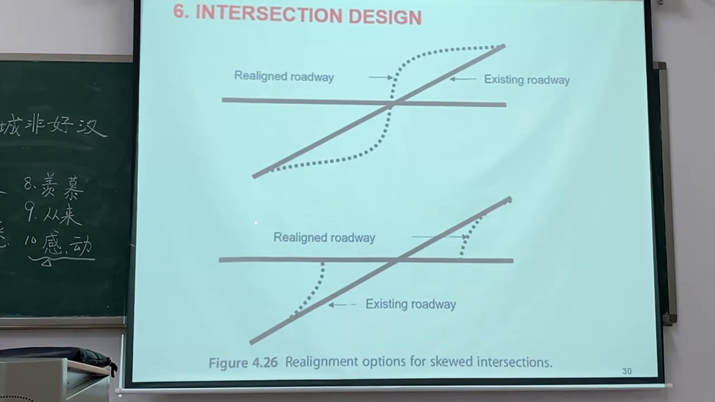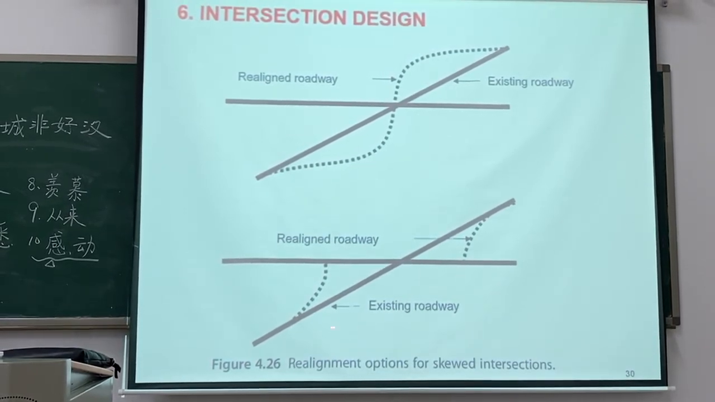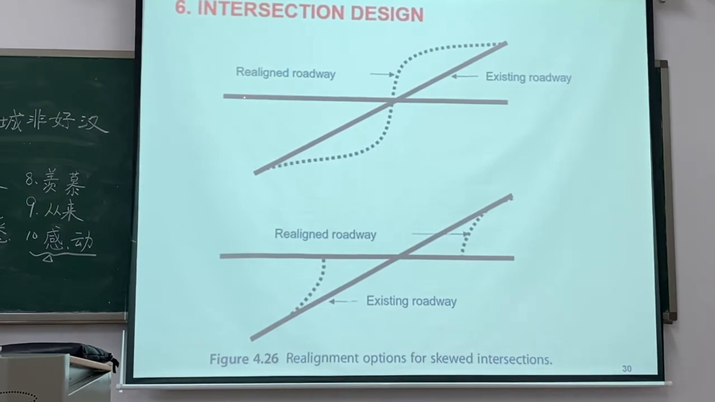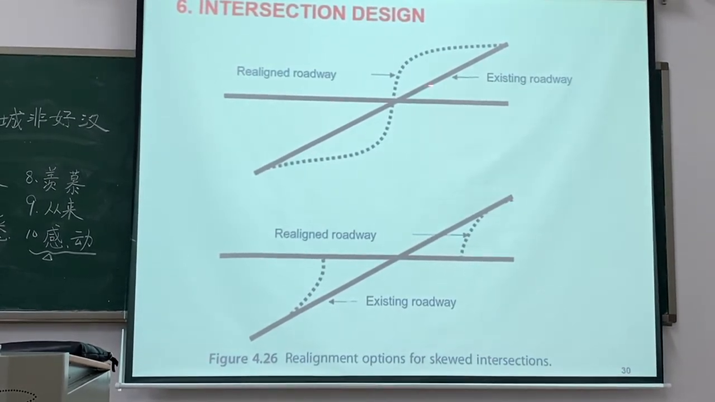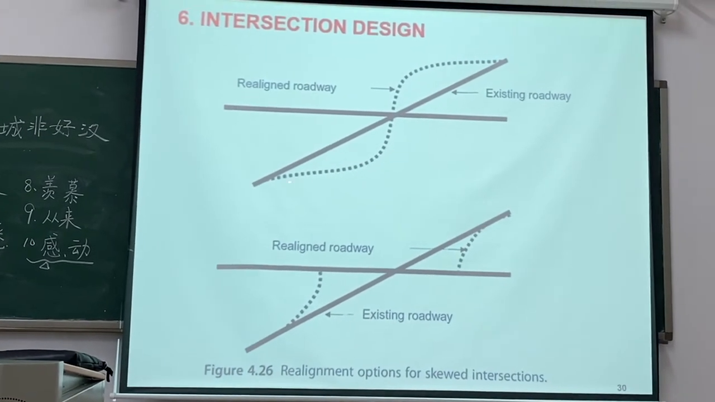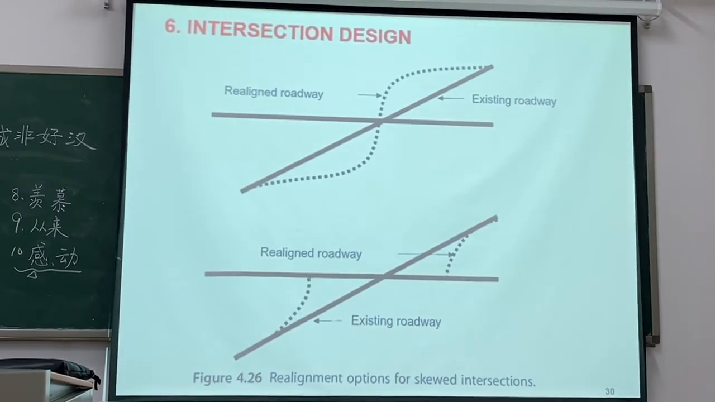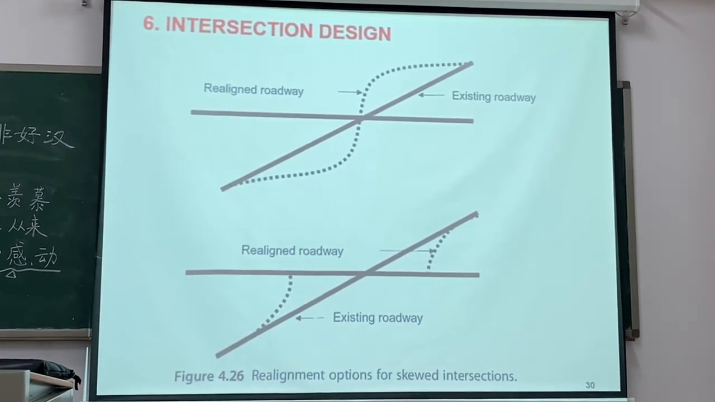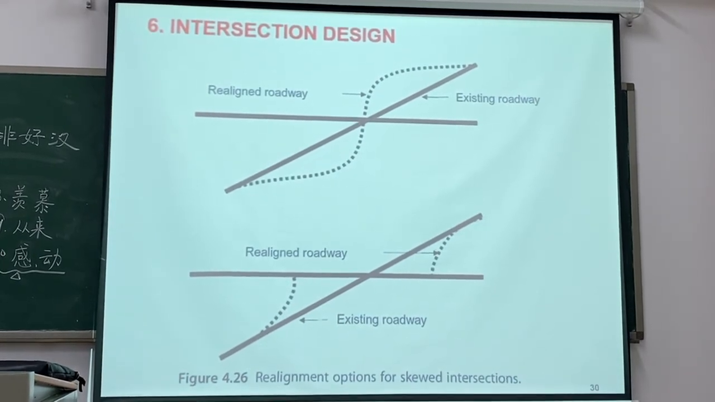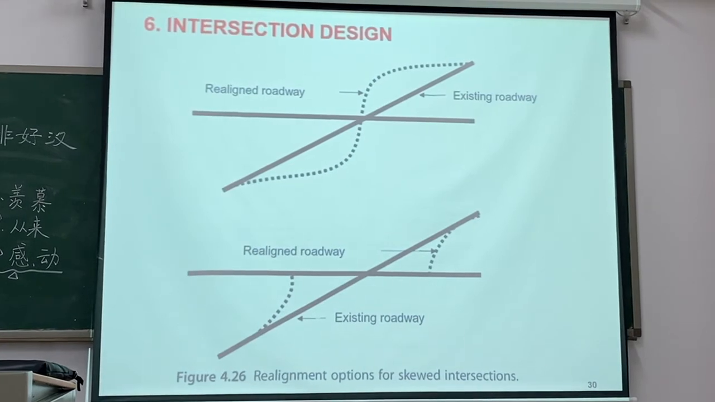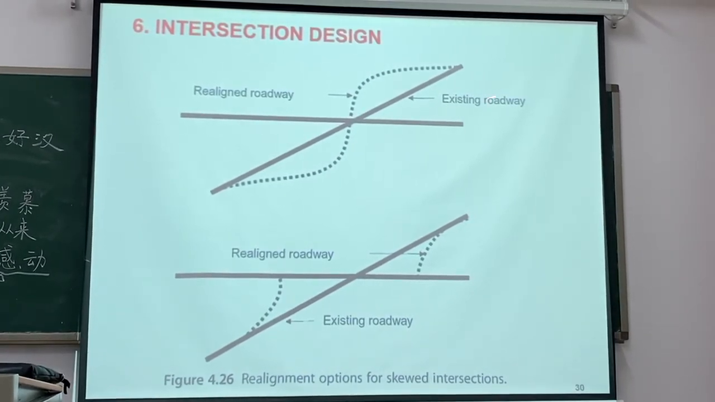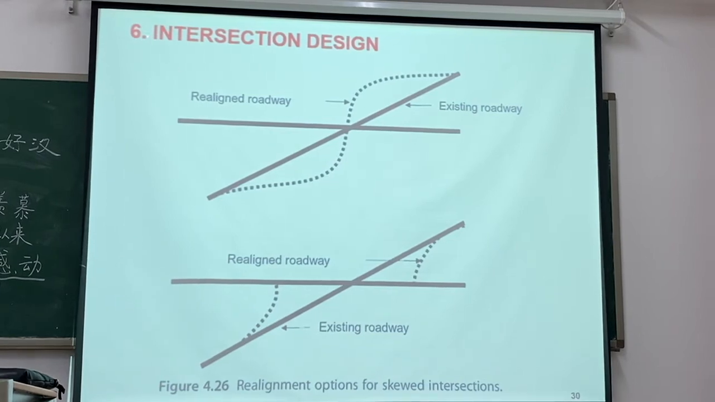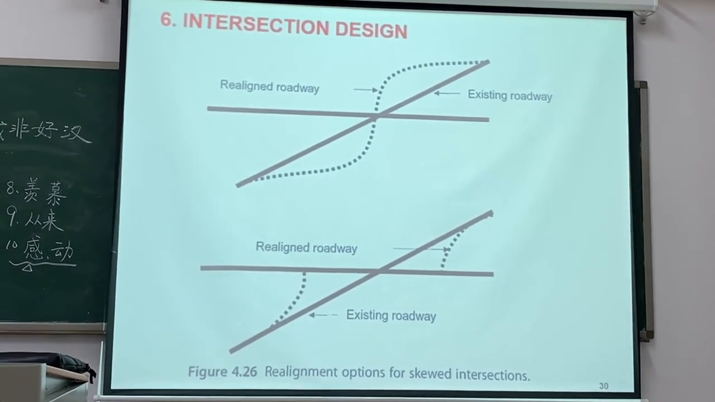Now, this is an example to realign operations for smooth intersections. From these two existing roadways, we can realign the roadway like this, and use this realigned roadway. You can use different ways to realign. So this is why we are talking about the next part, intersection design. Okay?